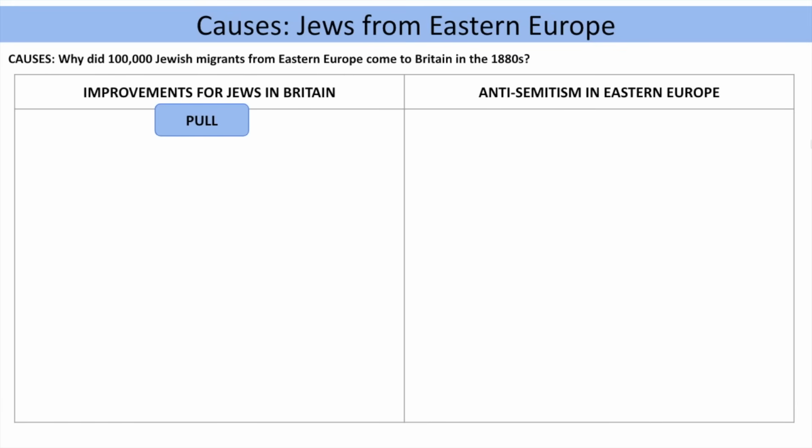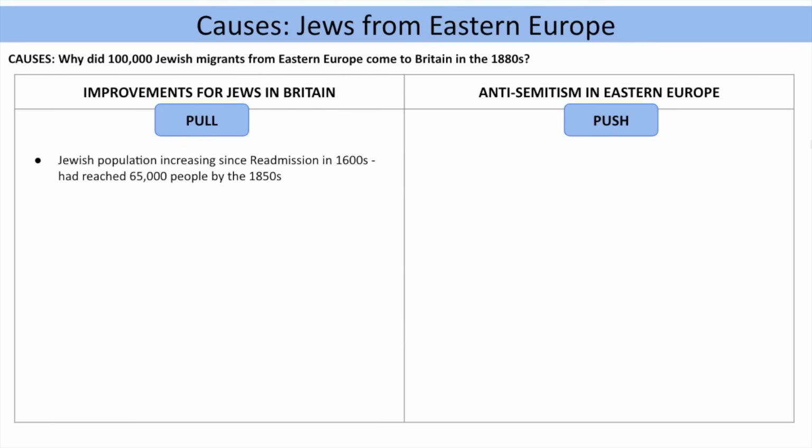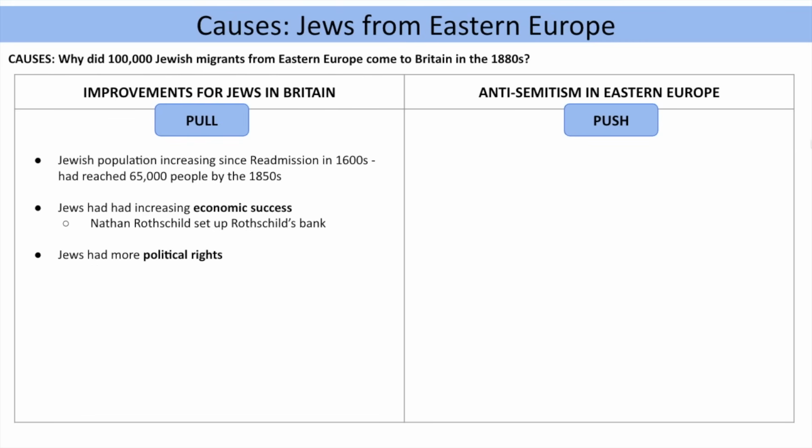So as I said, it's a little bit complicated because the experience of Jews in Britain in the 1700s and early 1800s is a positive experience, but that is in itself a pull factor for the Eastern European migration that happens later. The push factor for that is very clear. It's anti-Semitism in Eastern Europe. So the pull factors include the fact that there's an existing Jewish population in Britain. There is about 65,000 Jewish people in Britain by the 1850s, and they had had quite serious economic success by that time. So specific examples include Nathan Rothschild, who set up Rothschild's Bank.